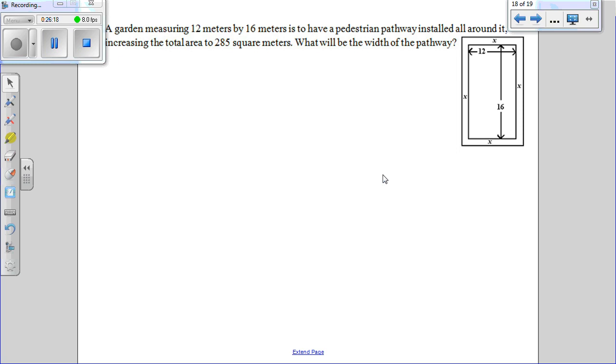In this case, if you read the question, it says a garden measuring 12 by 16 is to have a pedestrian pathway installed all around it, increasing the total area to 285 square meters. What will be the width of the pathway? So they even drew a nice picture for you. That's kind of them. You have your garden right here. It's 12 by 16.